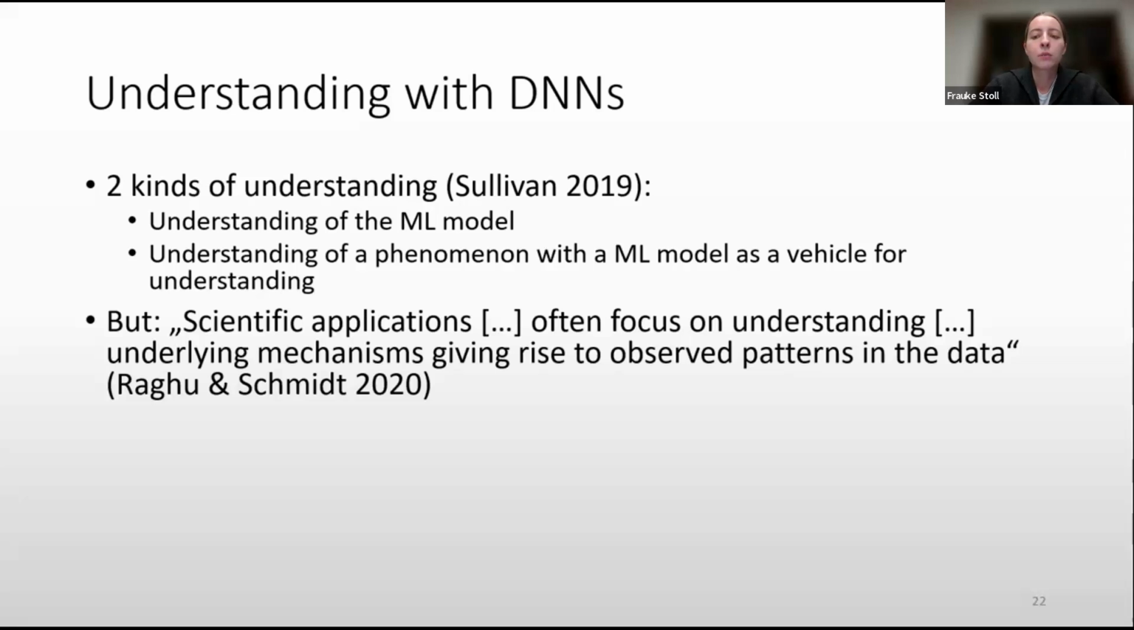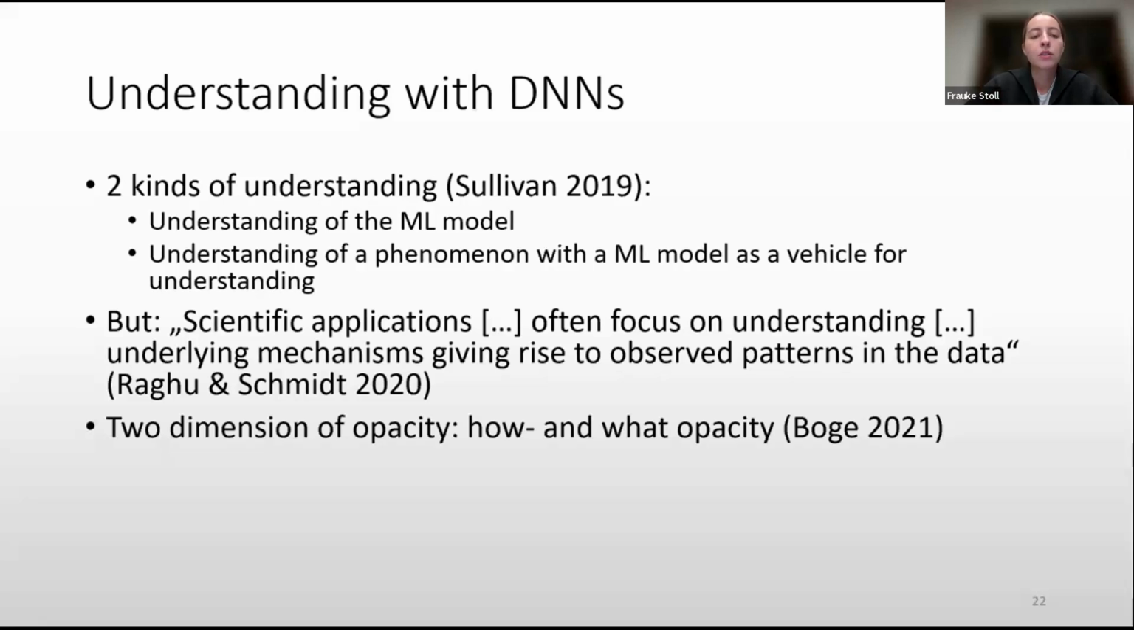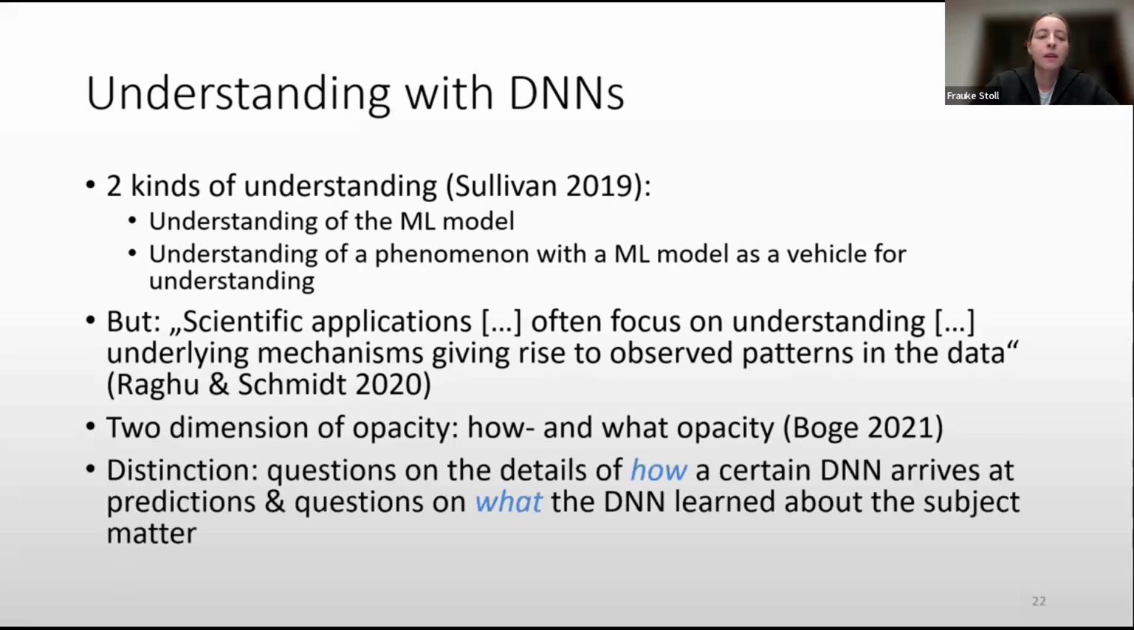Because understanding only how the model works is not sufficient for understanding the relevant subject matter. For that, it is also important to understand what a model says about the relevant domain. And this is exactly what is captured in the two dimensions of opacity, the how and what opacity, where how opacity deals with questions of the details of how a certain DNN arrives at predictions, and what opacity with questions on what the DNN learned about the subject matter. So when we only understand how a model works, we still have no grasp on what is in the data that drives this process.